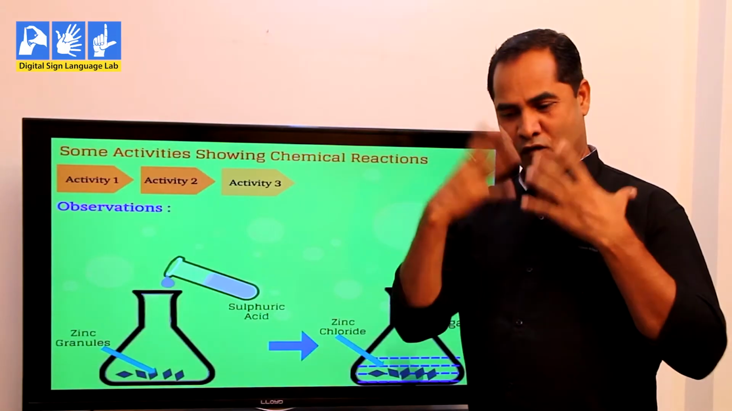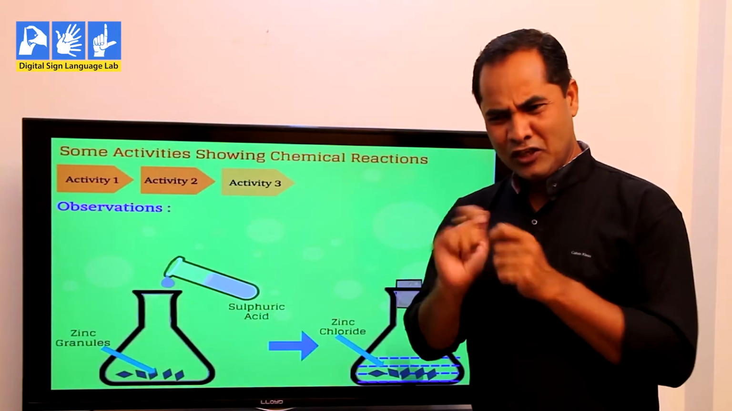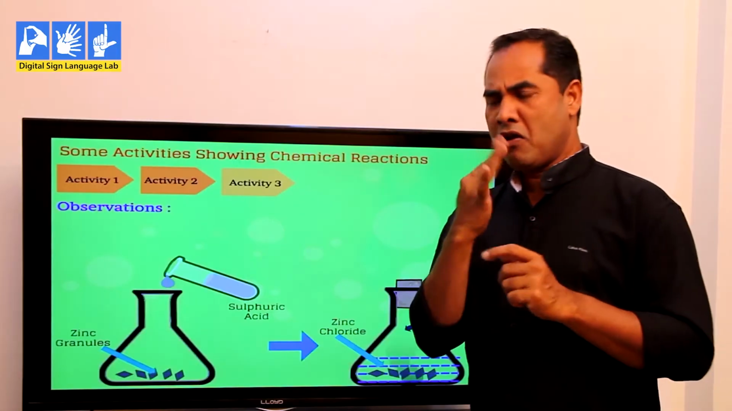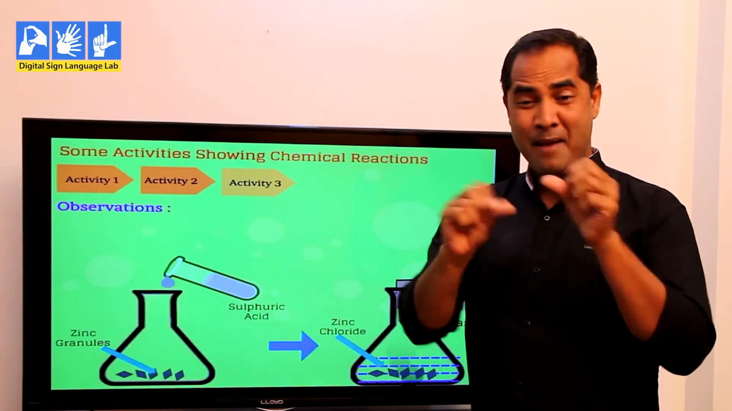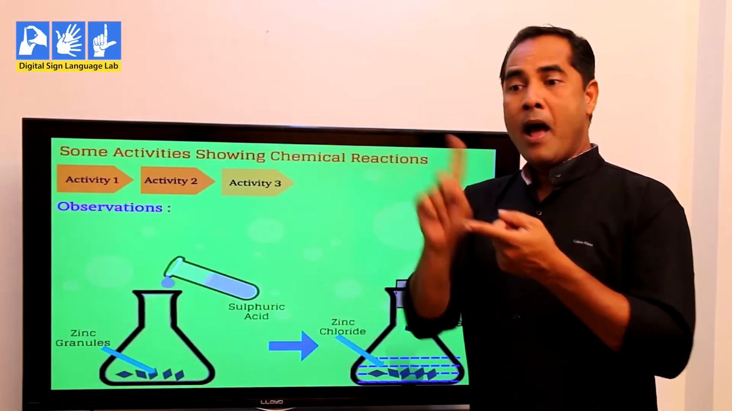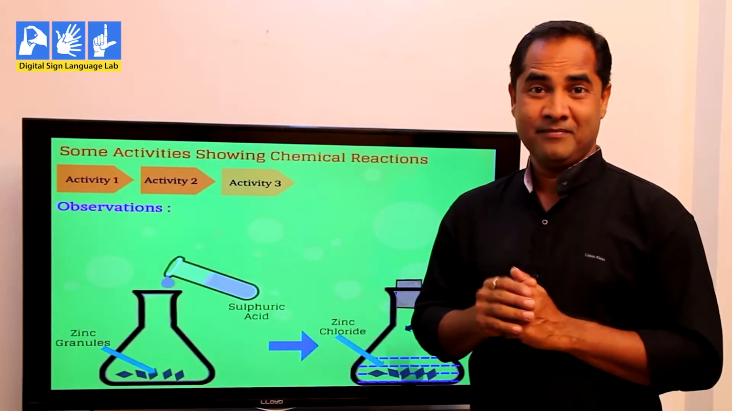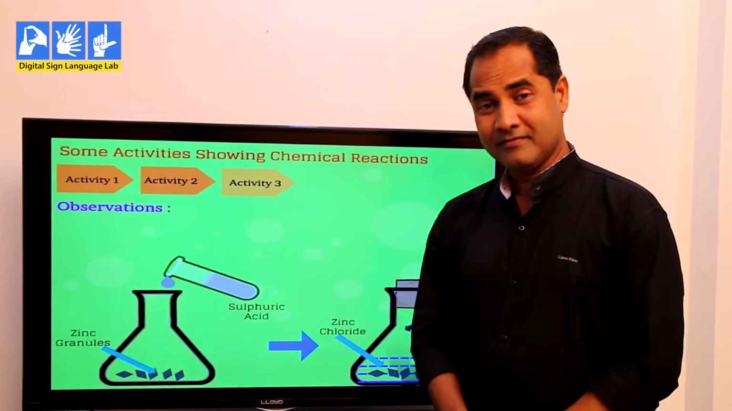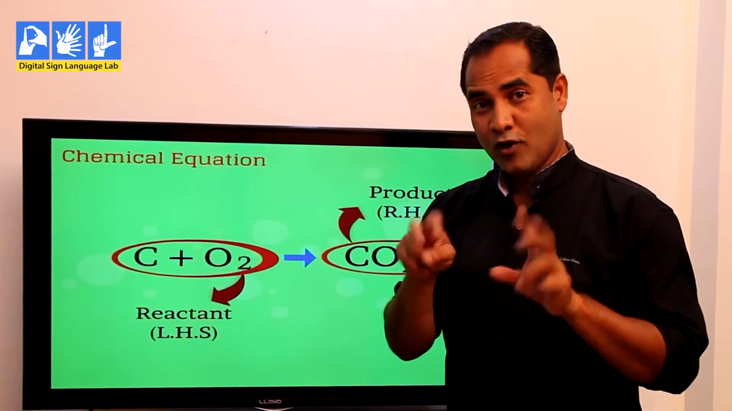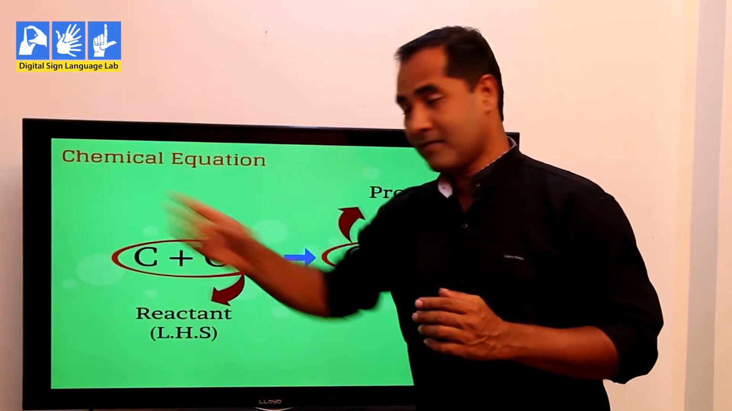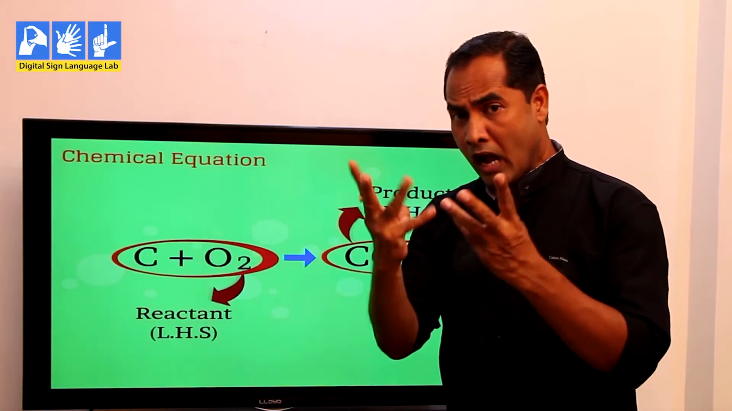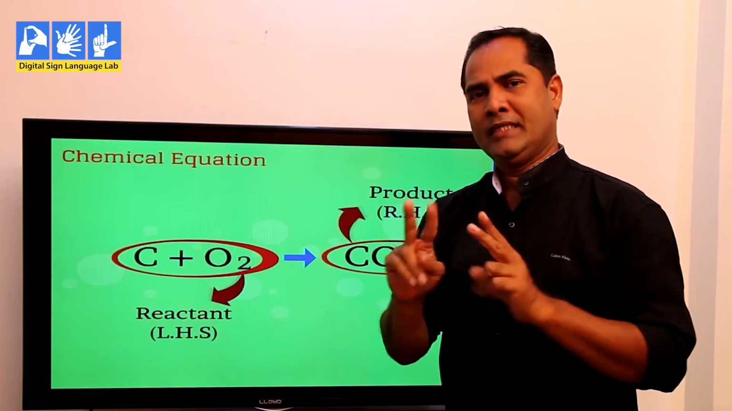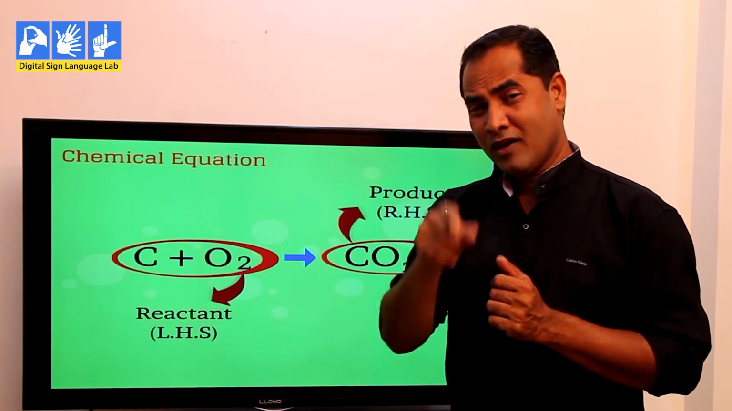So what really happens in a chemical reaction? There is a change in heat, color, the physical structure. All this is part of a chemical reaction. I hope the examples are clear to you. Now we'll learn about chemical equations, how to write about a chemical reaction, what is the notation that we follow.